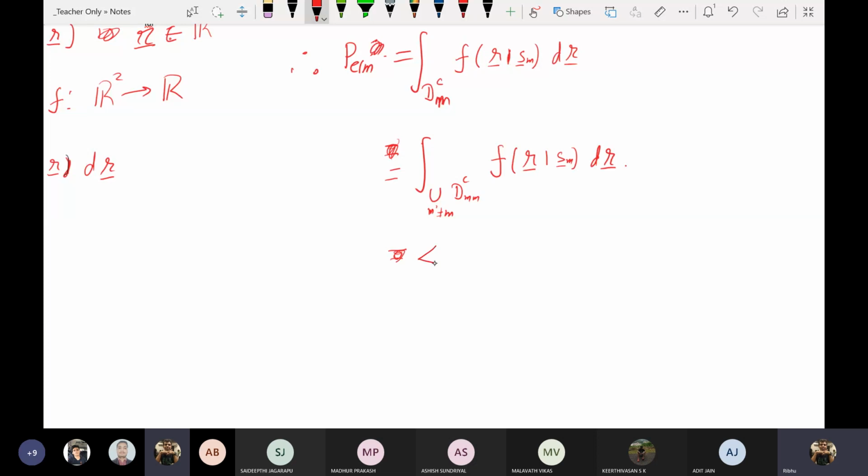Which is less than or equal to the summation, the integral.